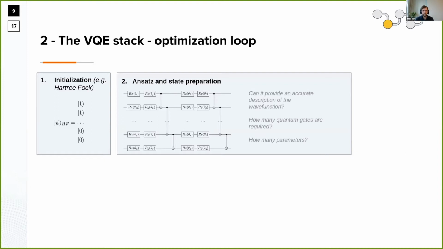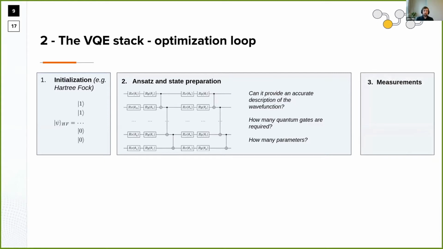And the key things that we'll be considering when looking at the creation of an ansatz are, first of all, can it provide an accurate description of the ground state wave function? So is it physically motivated? The second one is how many gates are required to produce that specific wave function? And finally, how many parameters will we have in this specific ansatz? The reason being that the more parameters you have, the more parameters you have to learn, and that obviously takes more time throughout the optimization process.